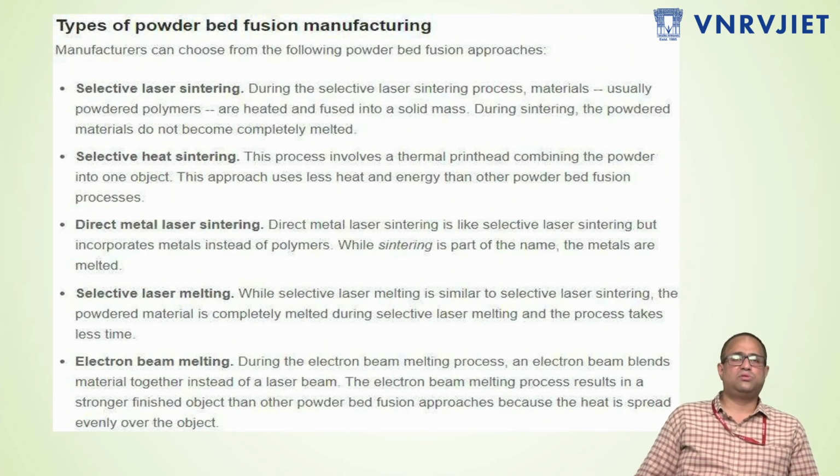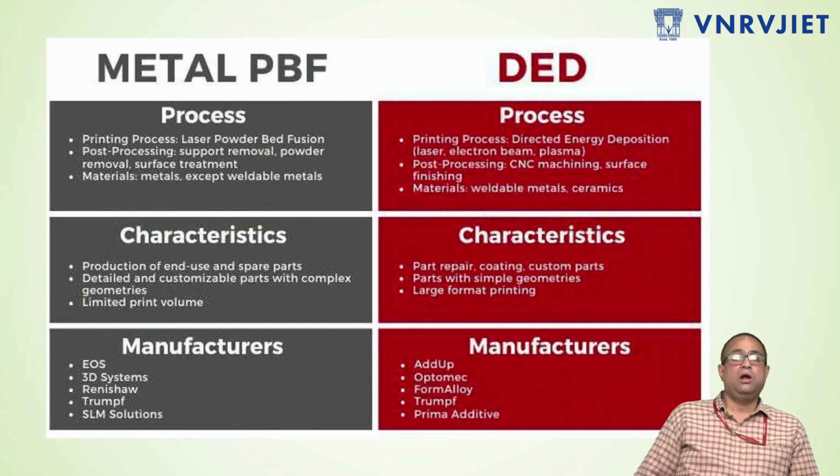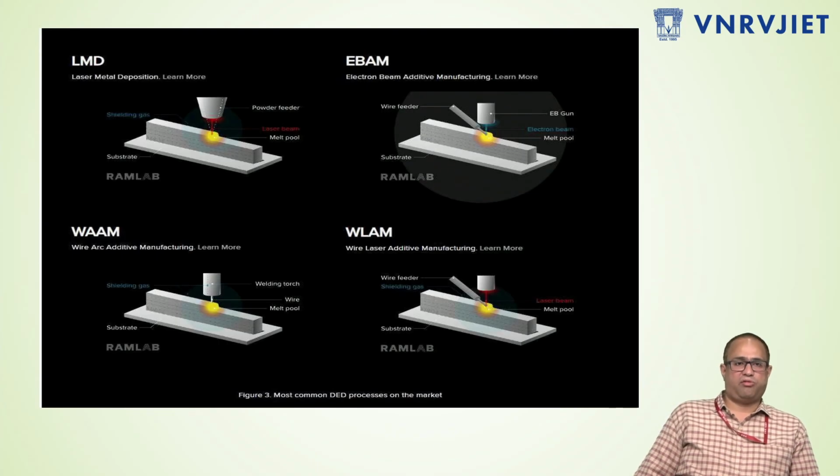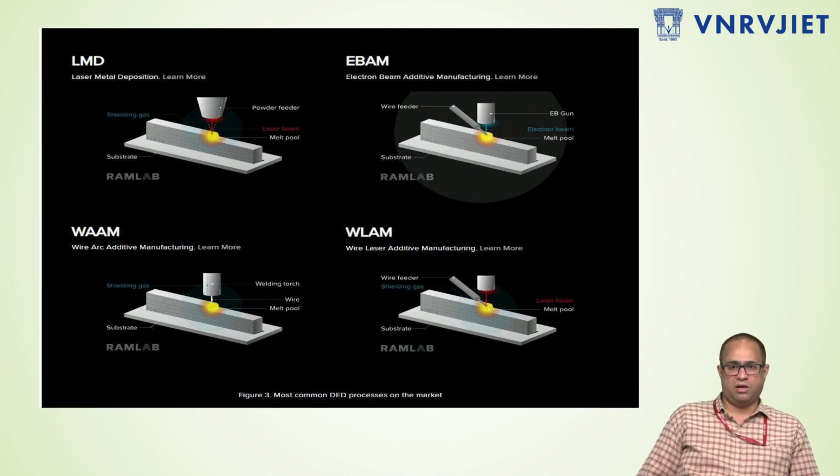And next, what are the techniques which come under powder bed fusion? Selective laser sintering, which we already discussed, DMLS, direct metal laser sintering, selective laser melting, and electron beam melting come under powder bed fusion. Whereas the DED process includes electron beam additive manufacturing, wire arc additive manufacturing, and wire laser additive manufacturing. This comes under the DED process. It means that complex parts can't be built, but huge build volumes can be done using this DED process.